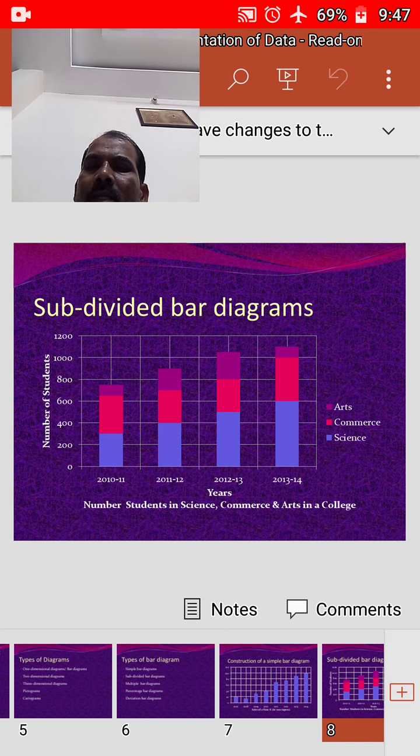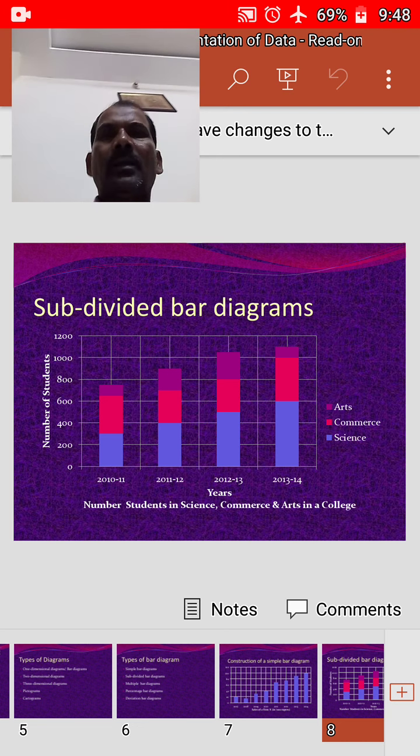Blue color indicates science, red color indicates commerce, whereas pink color indicates arts. The number of students is taken on the y-axis and years are taken on the x-axis. The clear distinction can be observed when we look at the PPT.